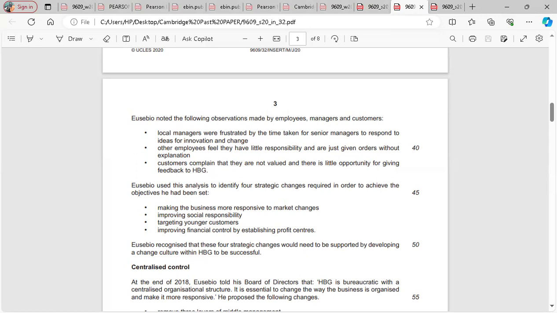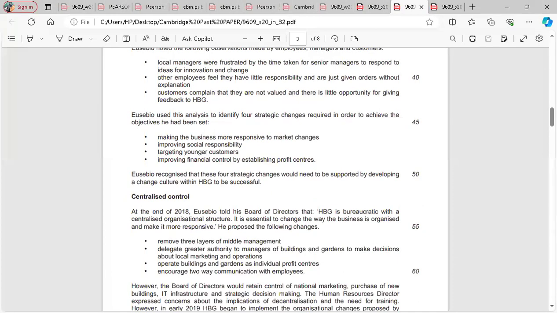So Eusebio recognizes that these 4 strategic changes would need to be supported by developing a change culture within HBG to be successful. When we talk about a culture of change, I'm giving you different terminologies here now, it means those attitudes of the business that have become part of them have to be changed. That is culture of change. We are used to doing this, but it's not making the company go forward. We have to change it. That's what we call culture of change. Do you get it? So we move on.